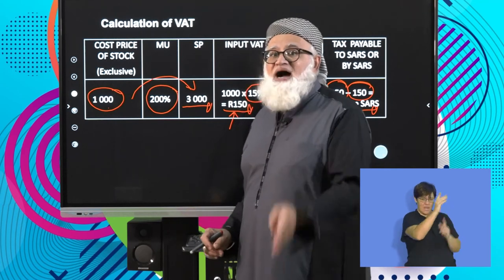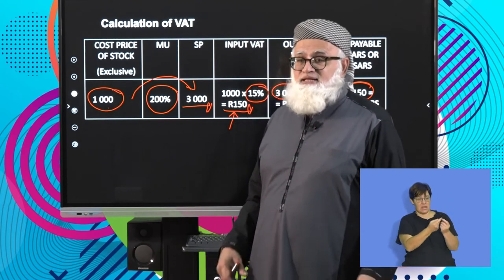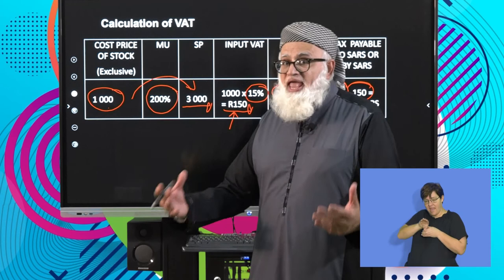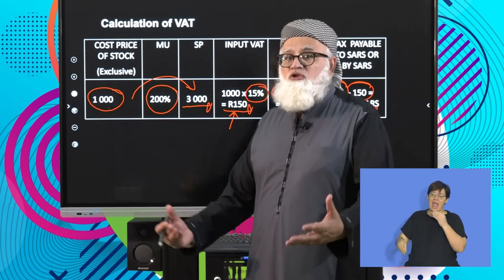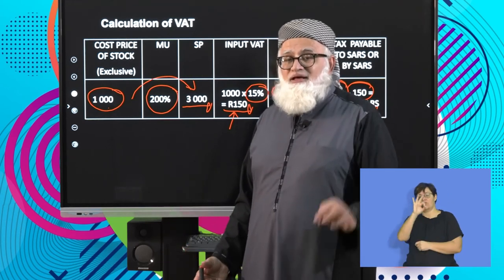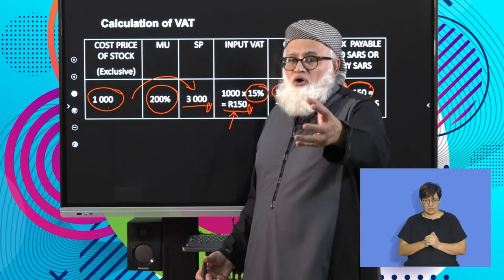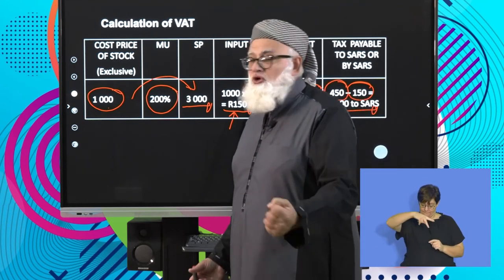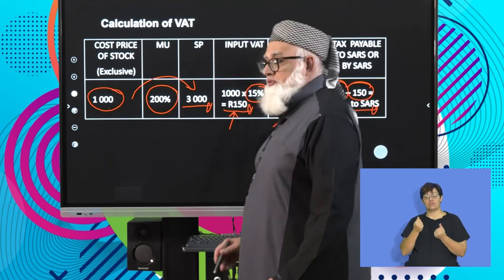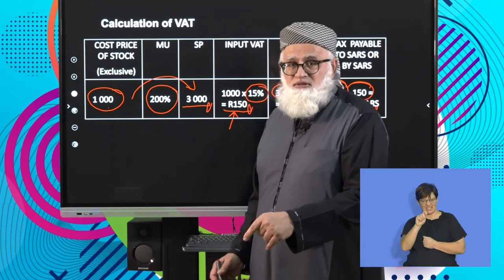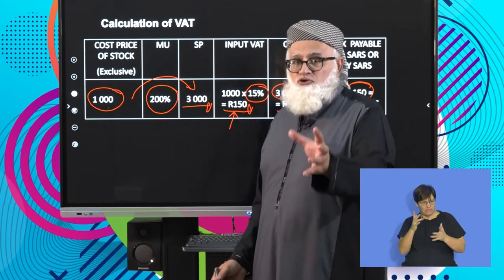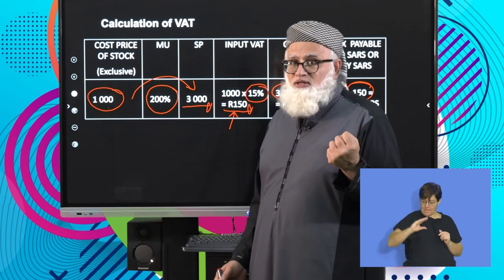Right? You marked up those goods by 200%. It means you sold it. You added value to it. You sold those goods at 3,000 Rand. But the consumer or the end user now paid you the amount of 450 Rand, which was the VAT on the 3,000. So clearly you can see, you've collected 450 from the consumer.